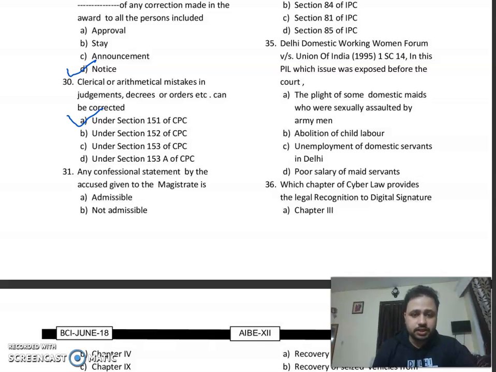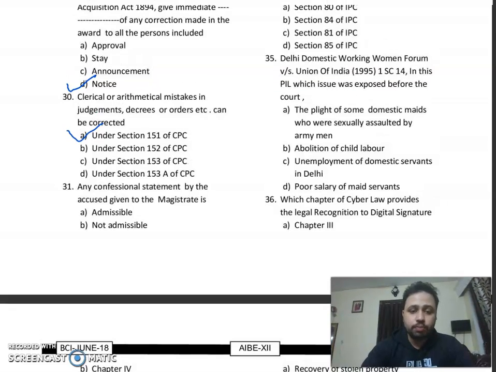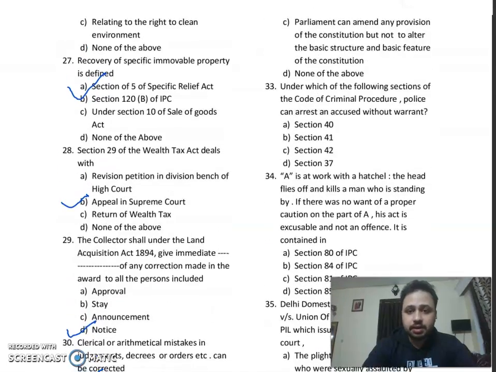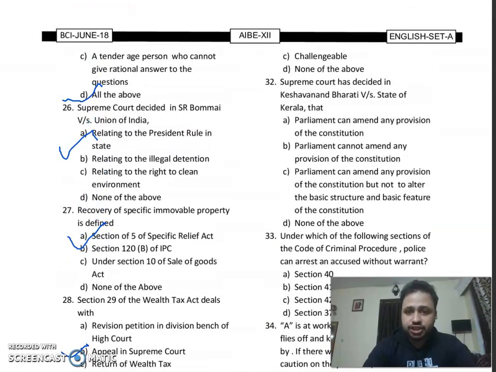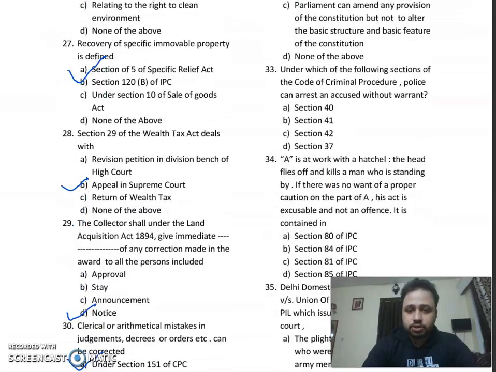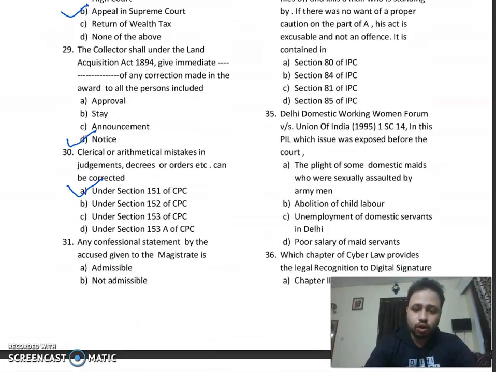Now MCQ number 31. Any confessional statement by the accused given to the magistrate is option A admissible, option B not admissible, option C challengeable, option D none of the above. So the right answer over here is option A.